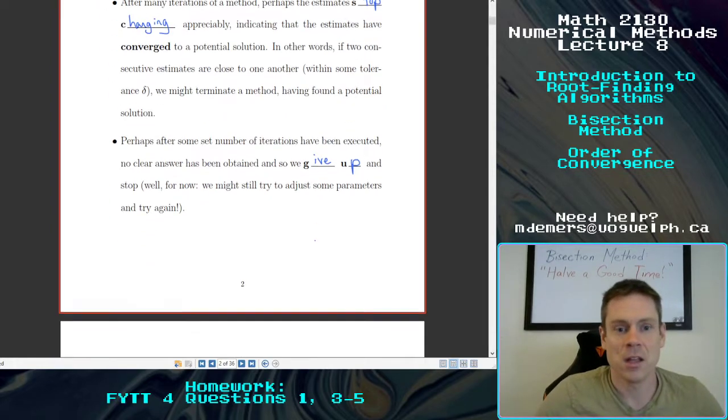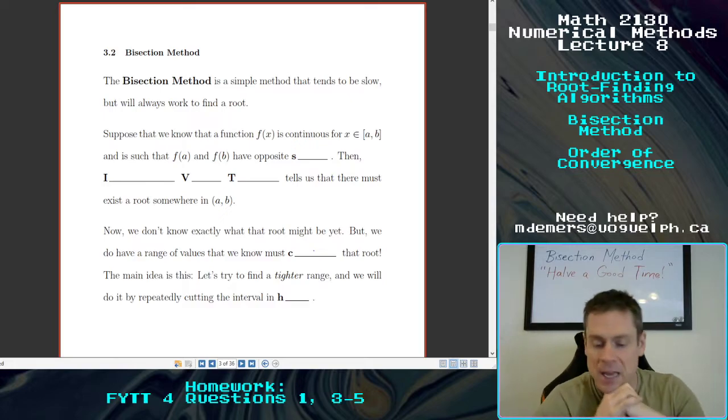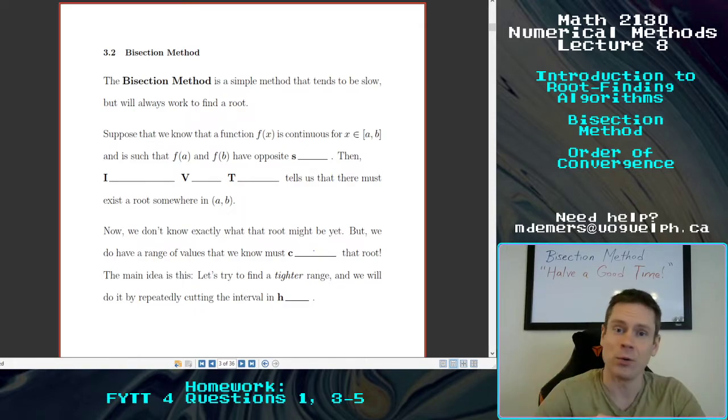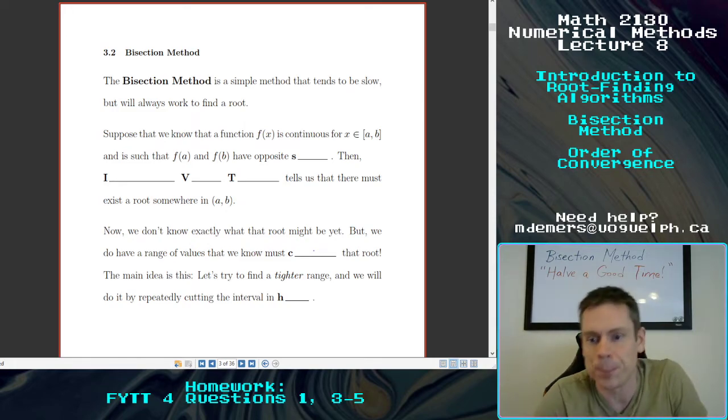I don't know. Okay, so there are a bunch of different ways that we might stop a method. And that might mean that we found a solution, or maybe it means that we didn't find a solution. And when you're building code, when you're building an algorithm, keeping in mind some ending criteria is really important.